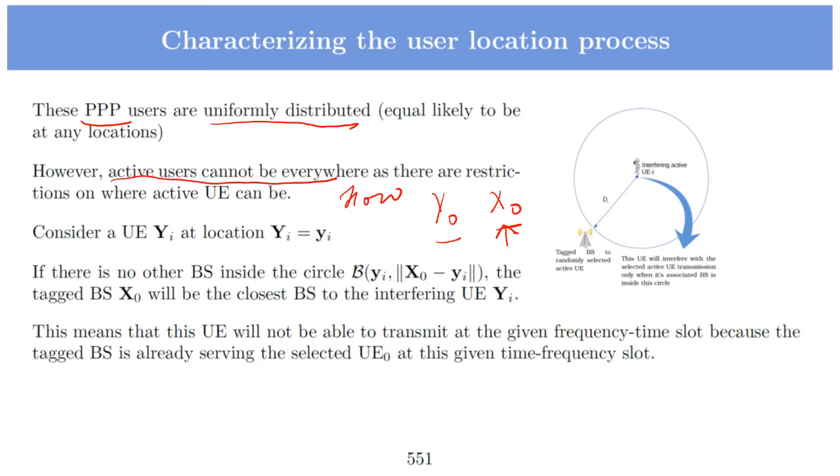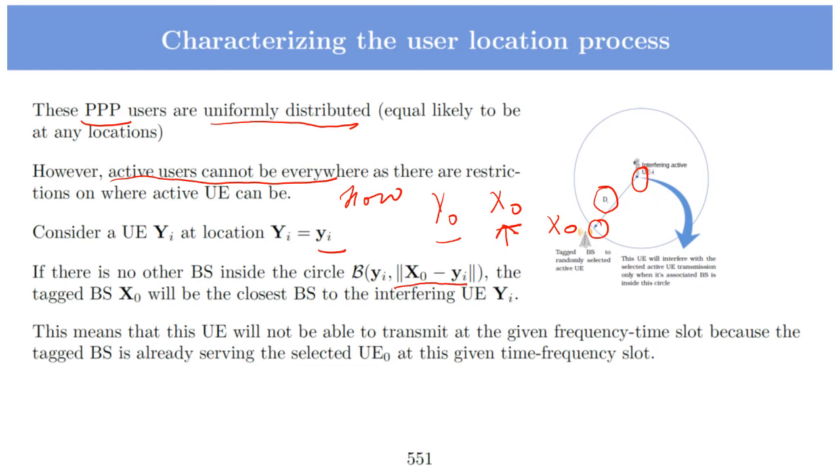So understand this. Let's consider a UE yi at location yi. Suppose this is where the UE is. Now suppose this is your base station, which is located at x0. This is your distance ti, which is equal to the norm of x0 minus yi.